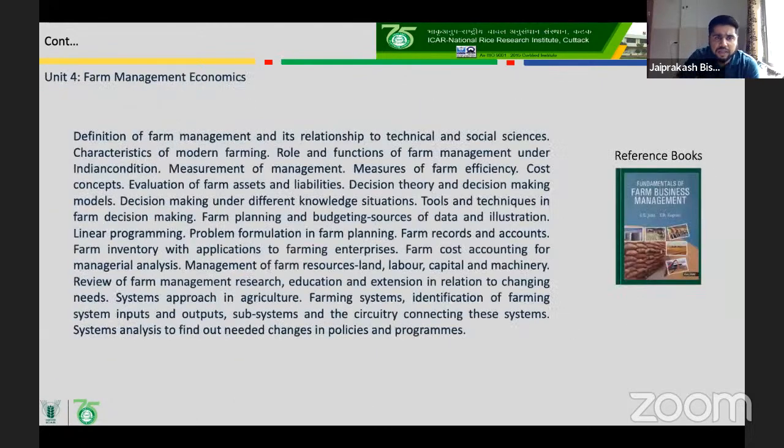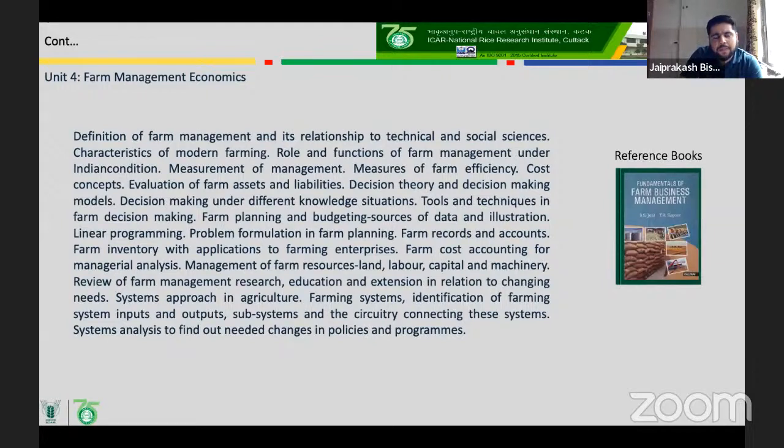Now coming to farm management economics: Fundamentals of Farm Management, Business and Management, is written by Johl and Kapoor. It is a book written by Indian authors. They were faculty from, I think, Punjab Agricultural University, Dr. S.S. Johl.